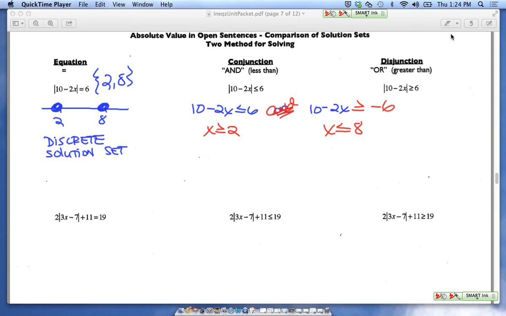But the way that you set up your solution graph is different. I have 2 and I have 8. Both boundary points are included in my solution set. Since this is a conjunction, meaning I'm looking for overlap where they're both true, my boundary points and the points in between are my solution set. So it's still basically very similar to solving for the absolute value equation. I have the same boundary points, but the way my solution set looks is different. And let's do the disjunction scenario.